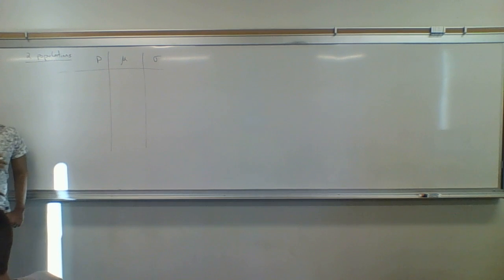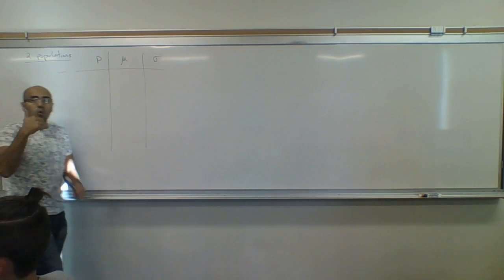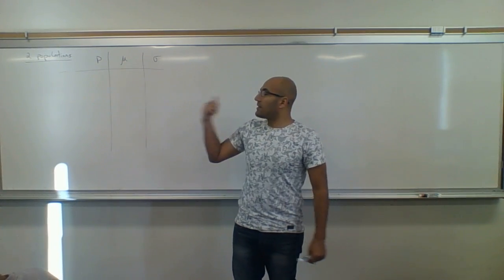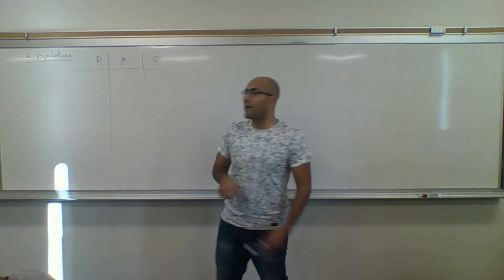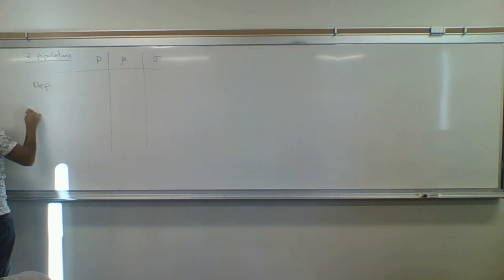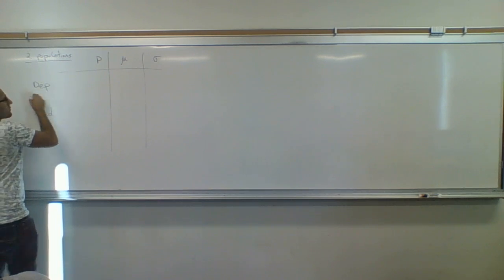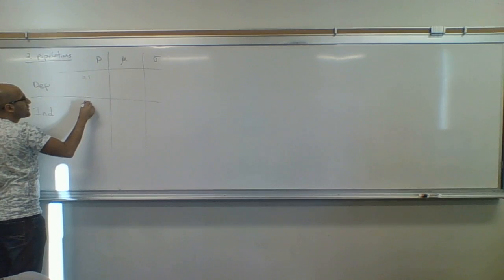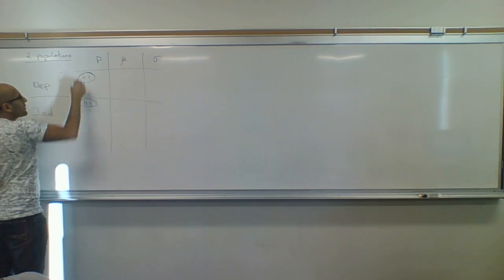Because we have two populations, there are two general types of problems we're going to deal with. One is when the populations are dependent on each other, and the other is when the populations are independent of each other. So we have dependent and then independent. 11.1 dealt with both of these in your book.